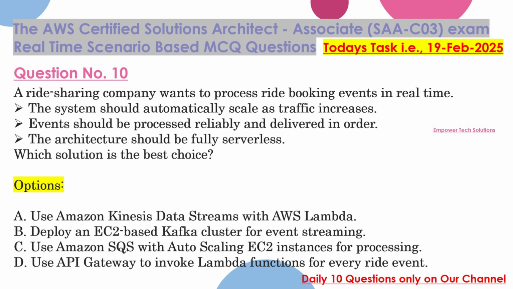Options: A. Use Amazon Kinesis data streams with AWS Lambda. B. Deploy an EC2-based Kafka cluster for event streaming. C. Use Amazon SQS with auto-scaling EC2 instances for processing. D. Use API Gateway to invoke Lambda functions for every write event.